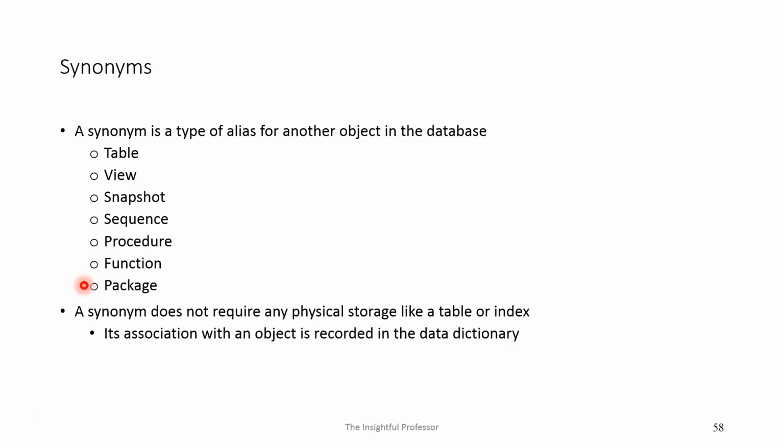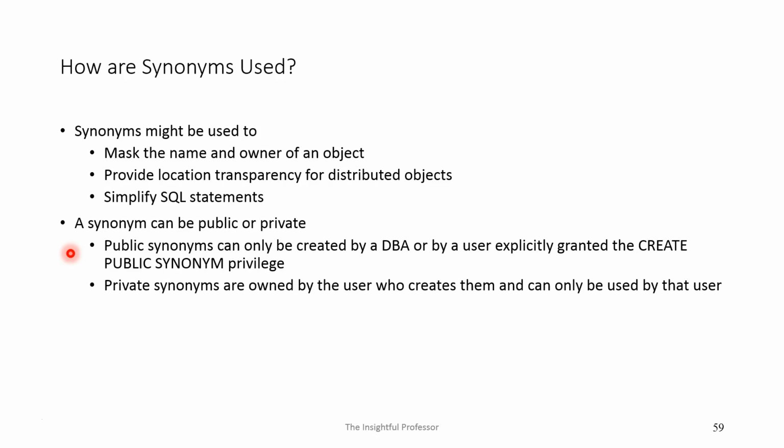So a synonym itself doesn't require any physical storage in the database, as does a table or an index. The association of the synonym with a table, a view, or whatever the database object is simply recorded in the data dictionary. So you don't need any kind of disk space or quota in order to be able to create a synonym, but you do need the create synonym system privilege.